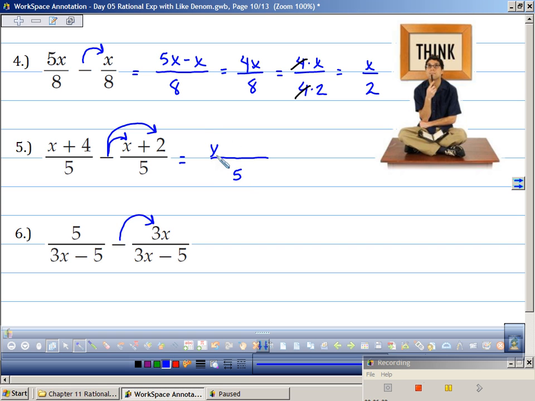Okay, so I have an x, a positive 4. Once I distribute that negative, I have a negative x and a negative 2. How many x's do I have in all? 0. X and negative x makes 0x. 4 minus 2 makes 2 over 5. That's all we can do with that.